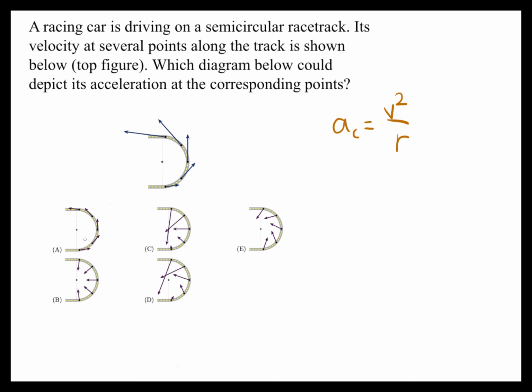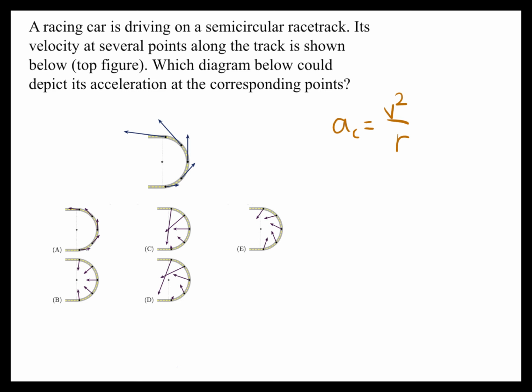So if we take a look, we can immediately eliminate A because there is no acceleration pointing towards the center that's keeping it moving in a circle. And we'll also notice that the racing car is accelerating because the magnitude of the velocity vector is increasing at each following point.